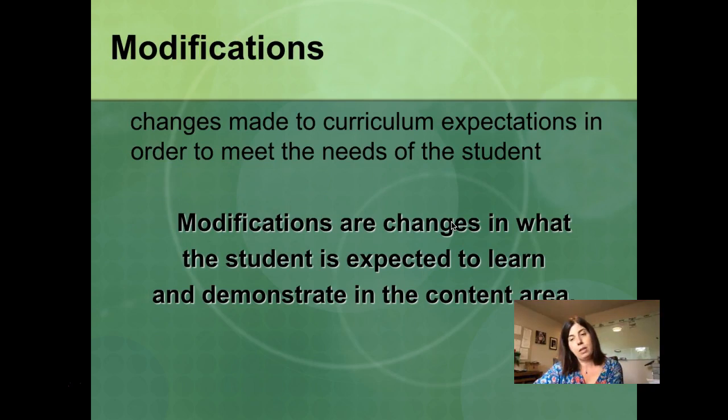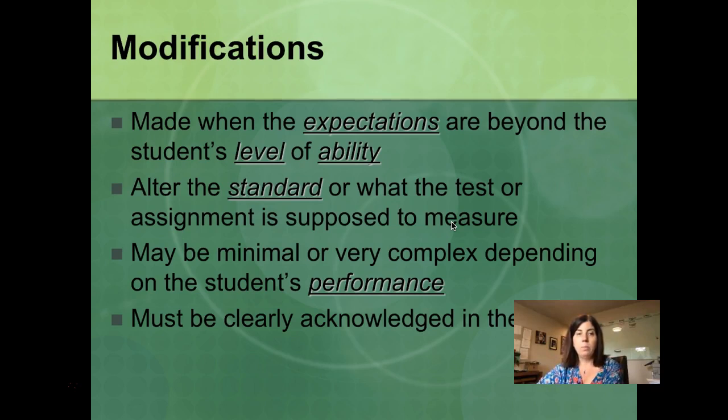So we talked a little bit about accommodations, but there's also something called modifications, and those are actual changes to the curriculum expectations in order to meet the needs of the student. So it's changes in what the student is expected to learn and demonstrate in that content area. So this is made when the expectations of the regular general curriculum are beyond the student's level of ability. So for instance, maybe math will be altered to be a lower level math, something like that.